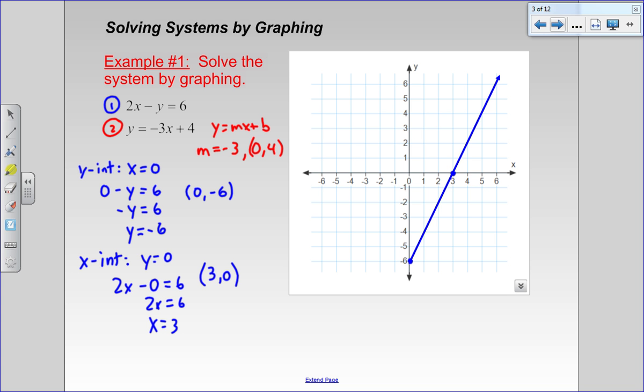So let's plot that point 0, 4, and then using rise over run, in this case negative 3 over 1, we count down 3 units and over to the right 1 unit to find the second point. We can continue doing this down 3 and over 1 as many times as necessary, then connect the points to show the graph of the line.